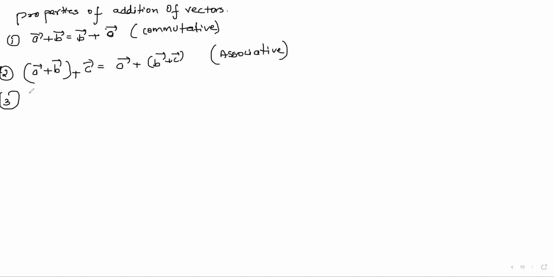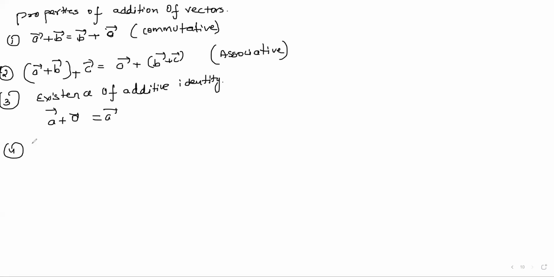Third, we have existence of additive identity. So that means we have a vector, we are adding something to it and we are again getting the same vector. Can you tell me what we will add? 1? No, 0. Good. So 0. And what is 0 in vectors? Null vector.